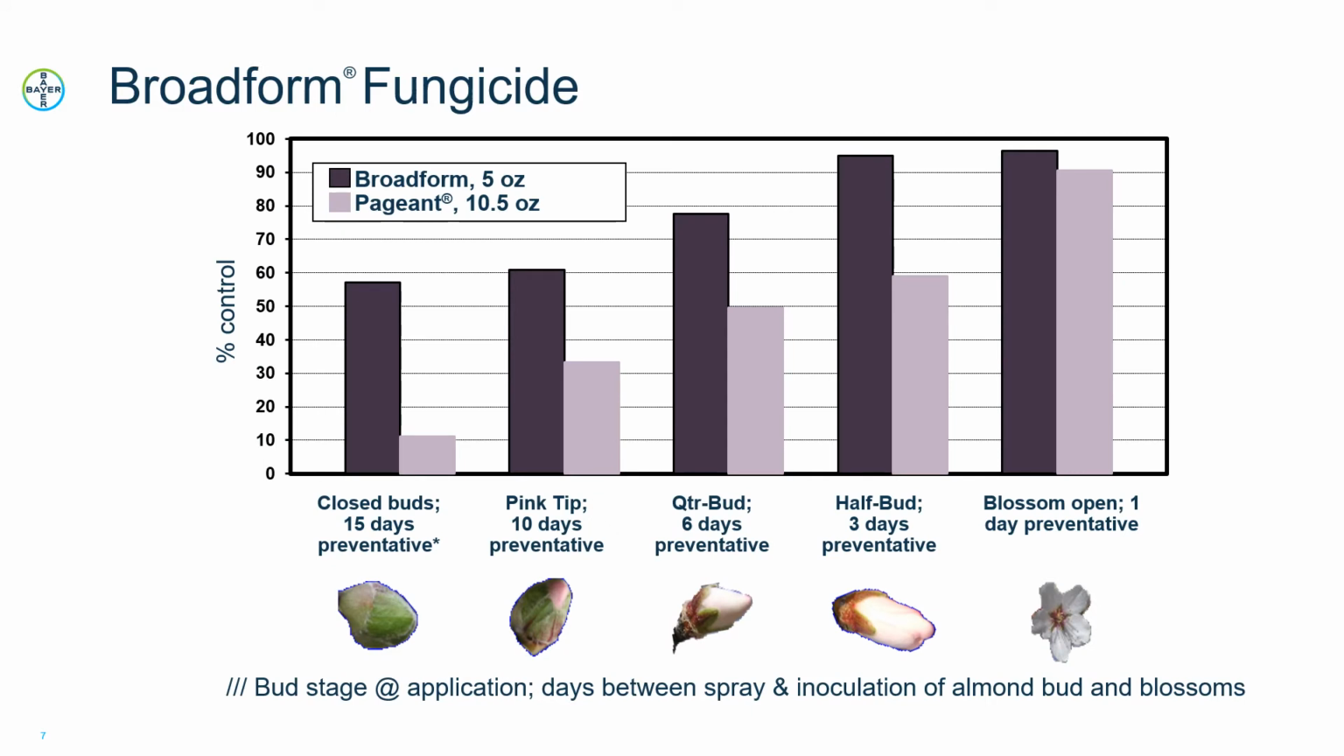This shows a comparison of Pageant and Broadform on controlling blossom blight at different flower stages. You can see for open flowers, Broadform provided 95% control and Pageant around 90% control. However, Pageant provided very little control for closed buds, while Broadform gave over 55% control. Broadform has greater efficacy on open blossoms and can protect a greater number of flower bud pathogens, such as Botrytis.